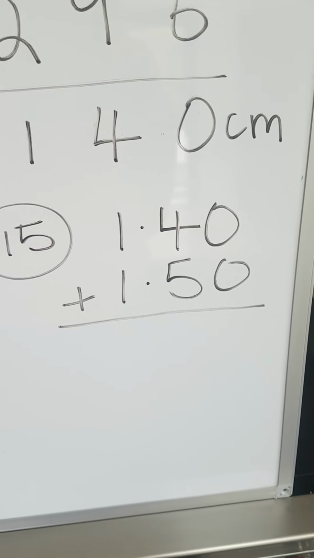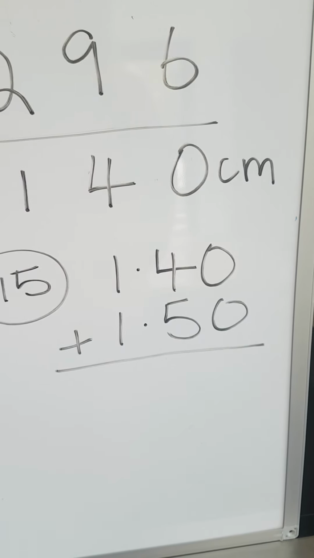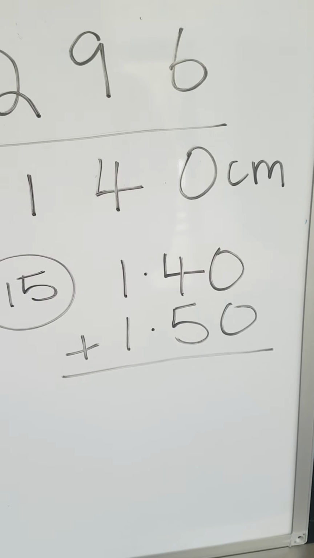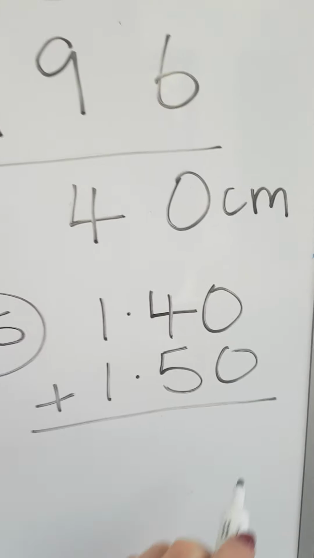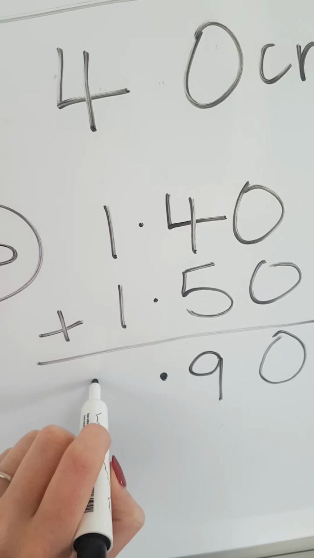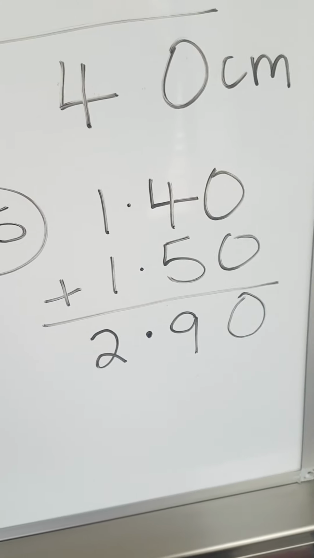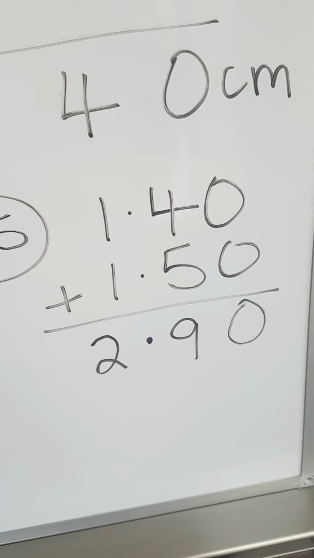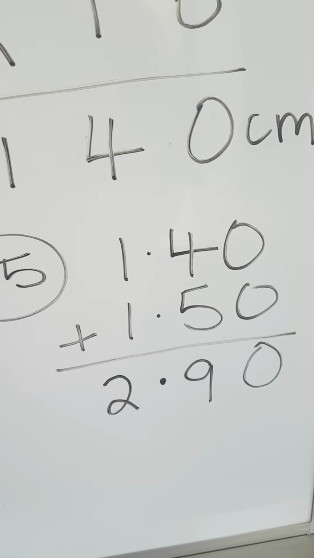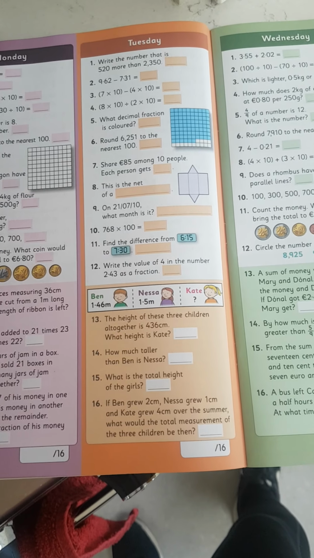Now question 15 said, what is the total height of the girls? So I worked out Kate's height already. She was 140 centimeters, but I'm just going to write it as a decimal here, 1.40. And Nessa is 1.50. So I'm going to add these together. 0 plus 0 is 0. 4 plus 5 is 9. Bring down my decimal. 1 plus 1 is 2. So they're 2.90, or just 2.9 is fine. Actually, that should be meters, sorry. So 2.9 meters tall, or you could say 290 centimeters. Either one is perfect.